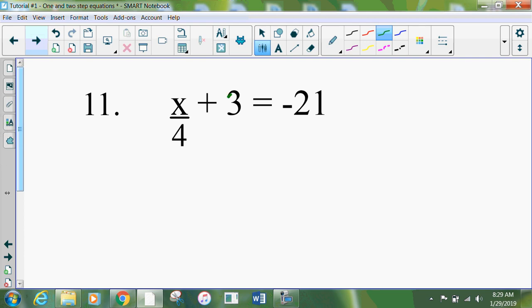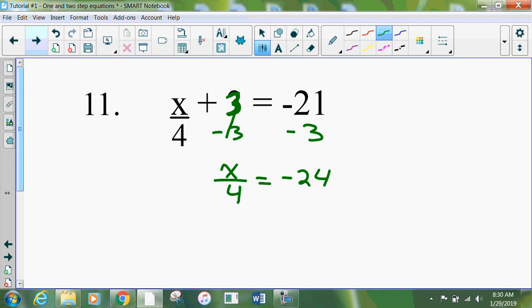Oh, thank goodness, but there's of course a 4 in the equation. I must have had 4 on my mind when I made up these problems. So here we're going to get rid of the +3 first. We're going to subtract 3 from both sides. We end up with x over 4 equals -24, right? -21 minus 3, if I put that in my calculator.